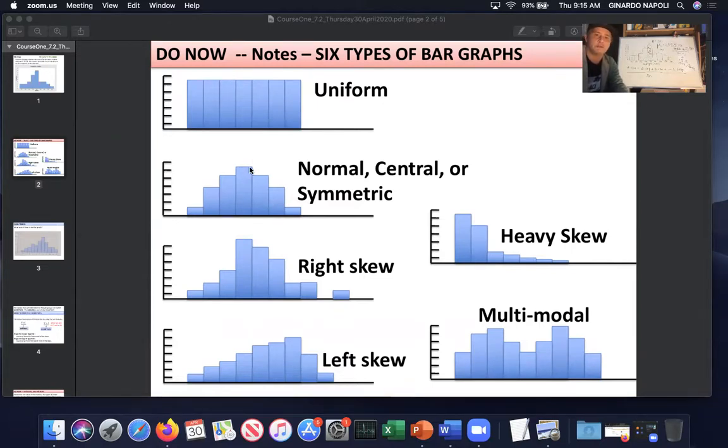Now we've already looked at this one. I think we had a warm-up where I pointed out what this is called. So we call this normal or central or symmetric. Now the reason we call this normal as opposed to abnormal, right? That's a human characteristic. This is just talking about data. When we look at groups that have similar characteristics, we tend to get data bar graphs that look like this.